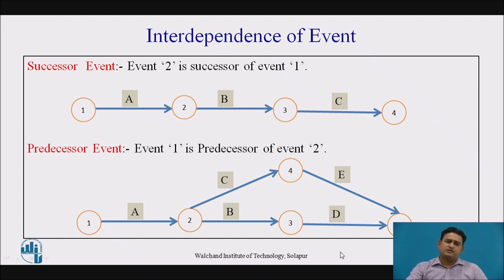Now the interdependency of events. Here there is a successor event and a predecessor event. In this network diagram, 2 is the successor event of 1, 3 is the successor event of 2 and 4 is the successor event of 3. Similarly, when we see the second network diagram, 1 is the predecessor of 2, 2 is the predecessor of 3 and 4, as 3 and 4 are the predecessors of event 5.